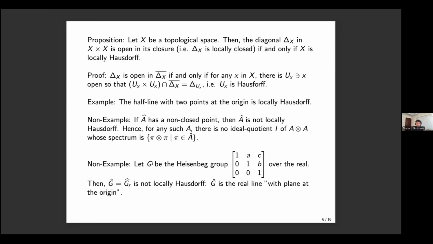And moreover, what about the other examples? What about the Heisenberg group? This is a nilpotent group, simply connected nilpotent group. And each point is closed in the spectrum. This is the Heisenberg group, A, B, C are reals. Then the unitary dual is not locally Hausdorff, unfortunately, because G hat roughly looks like a real line, but the point is replaced by a plane at the origin. And you cannot separate any 2 points in this non-Hausdorff plane.